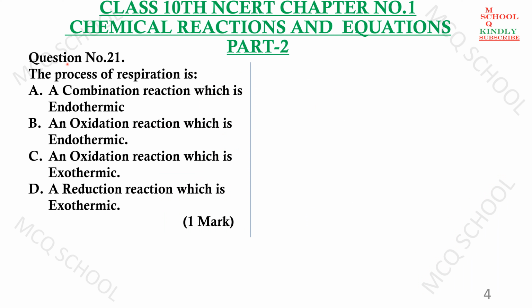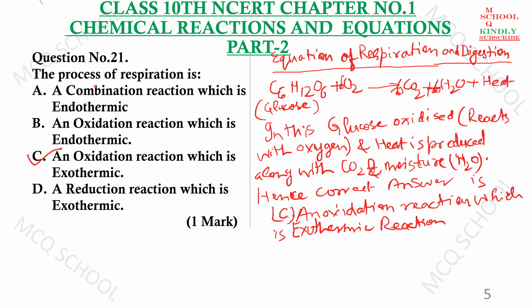Let us start question number 21. Already we have covered 1 to 20 questions in part 1. The process of respiration is: A, a combination reaction which is endothermic; B, an oxidation reaction which is endothermic; C, an oxidation reaction which is exothermic; D, a reduction reaction which is exothermic. What is the answer as per you? So the question number 21 answer is C, an oxidation reaction which is exothermic.